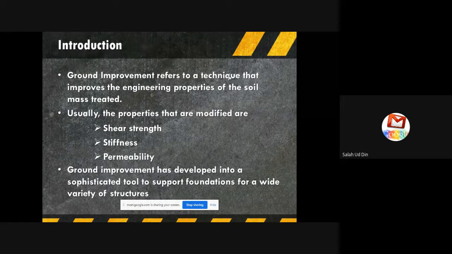First of all, introduction. Ground improvement refers to techniques that improve the engineering properties of the soil mass treated. Usually the properties that are modified are shear strength, stiffness, and permeability. Ground improvement has developed into sophisticated tools, advanced modern tools to support foundations for a wide variety of structures.